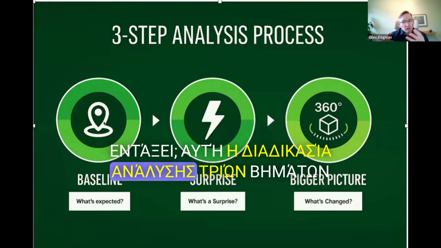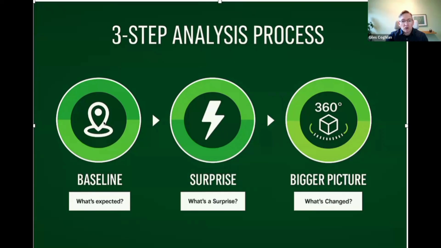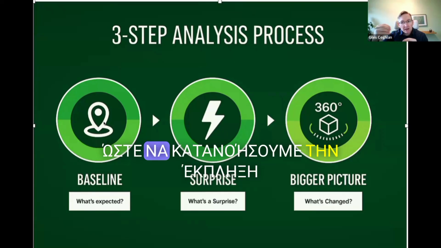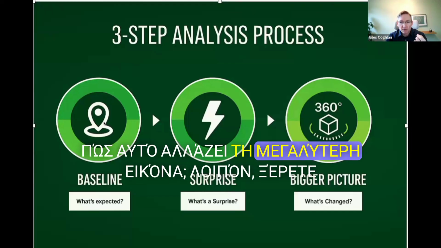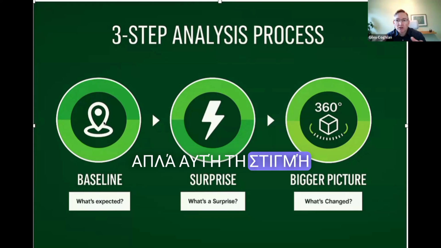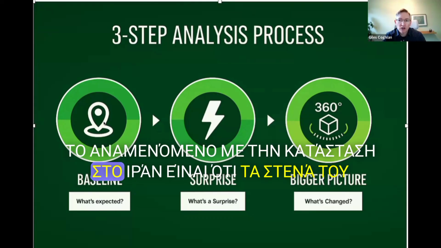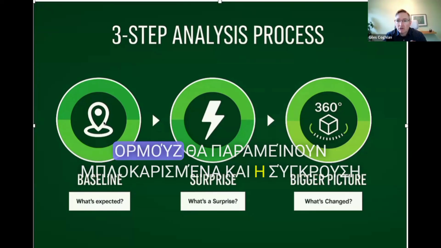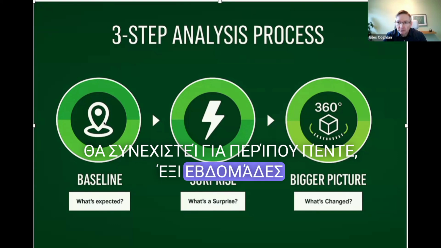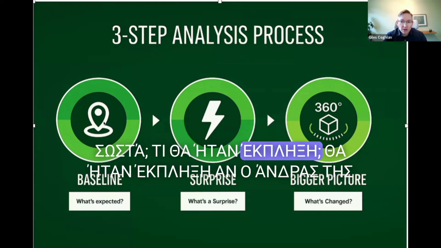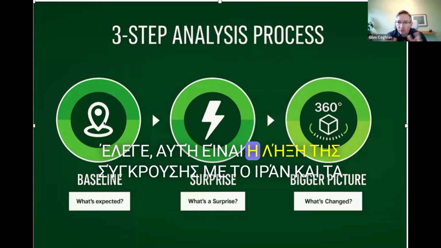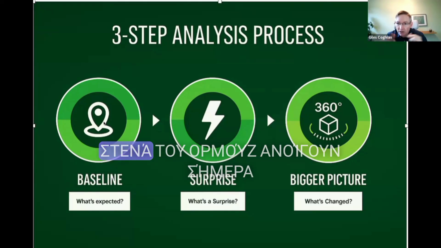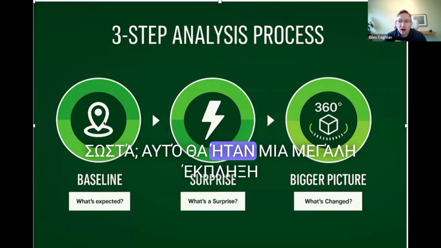This 3-step analysis process really underpins what we're doing. We're trying to understand what's expected so that we understand the surprise, and then we always ask ourselves, how does that change the bigger picture? So simply, at the moment, what's expected with the Iran situation is that the Straits of Hormuz are going to remain blocked and the conflict's going to go on for about 5-6 weeks, right? What would be a surprise? It would be a surprise if the man of the moment, US President Donald Trump, said that's the end of the conflict with Iran and the Straits of Hormuz open up today, right? That would be a big surprise.